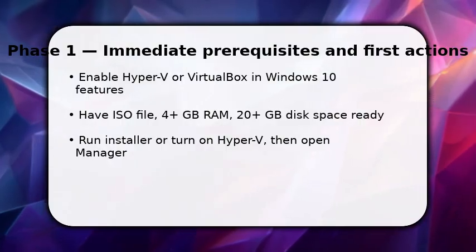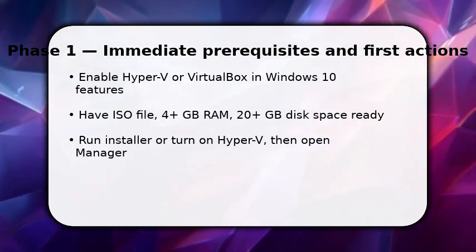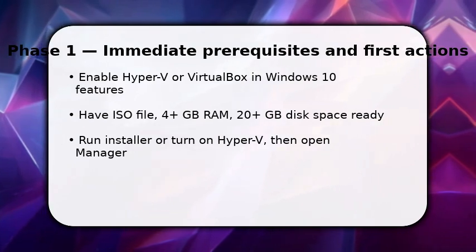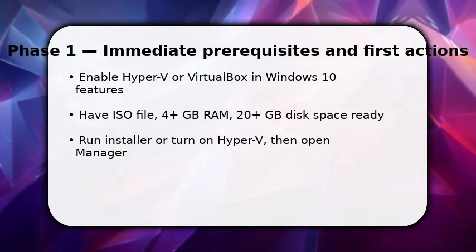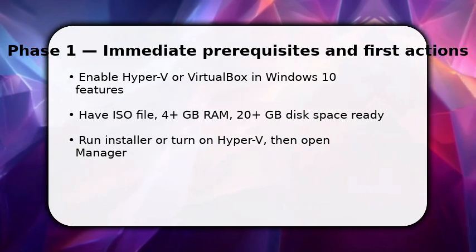You begin by confirming prerequisites. Enable Hyper-V or install VirtualBox, and make sure you have an ISO, 4+ GB RAM, and 20+ GB free disk. Open Hyper-V Manager or VirtualBox. Once done, select New to create a virtual machine.